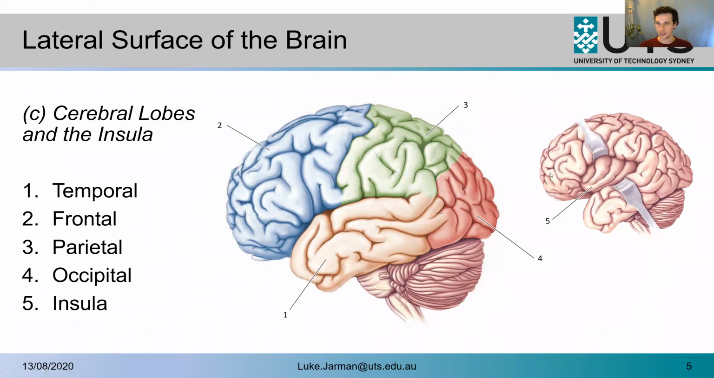All right, so then you have your cerebral lobes and the insula. Starting with the insula, you can see on the diagram on the right, the diagram's just showing these metal prongs pulling apart the brain, and it's exposing the insula underneath, and it is involved in taste.